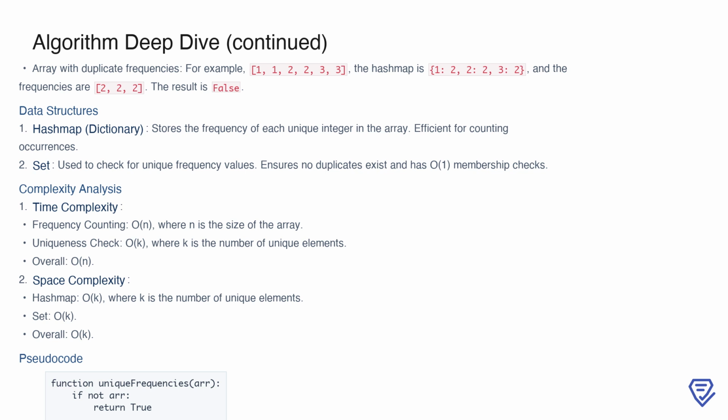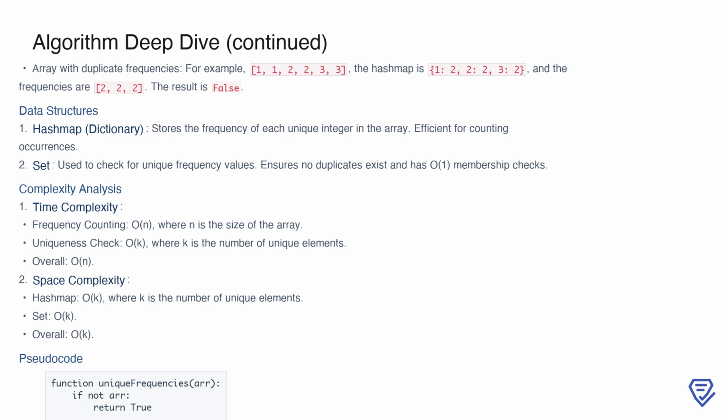Regarding the data structures, the hash map, or dictionary, is critical for storing the frequency of each unique number in the array efficiently. It allows us to handle the counting process in O(n) time. The set, on the other hand, is ideal for verifying the uniqueness of these frequencies. It ensures no duplicates and performs membership checks in O(1) time.